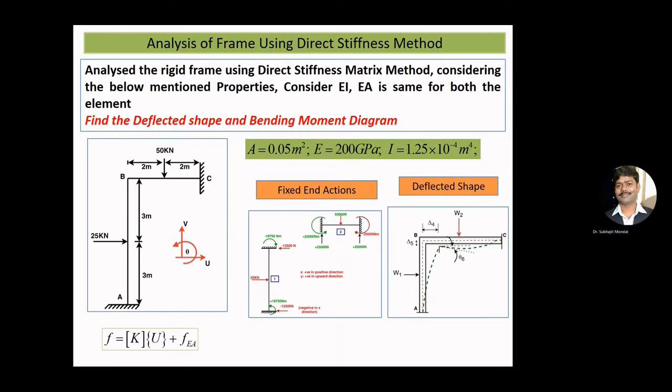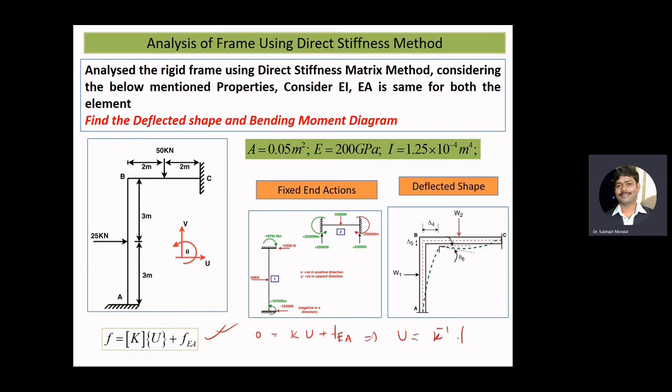Now, if we solve this equation where the F force will be 0 because we do not have nodal forces, we solve this equation K U equals minus FEA. From that you can find how much displacement is coming. So the displacement will be K inverse times FEA. Here there will be some minus sign that you have to consider.